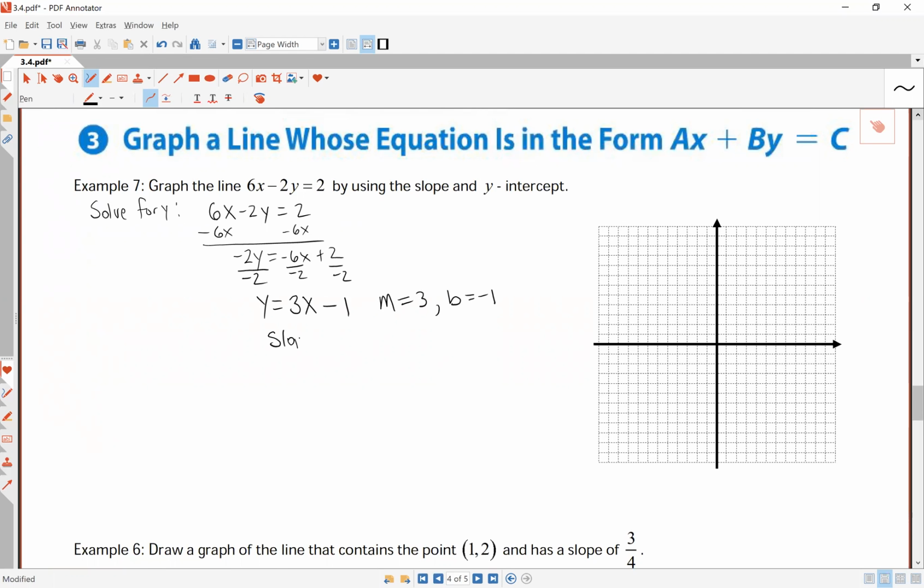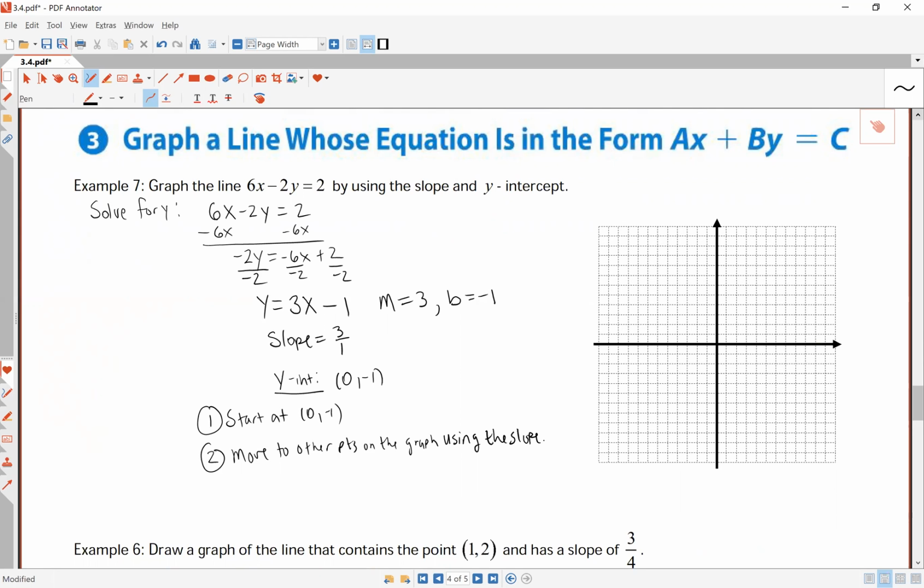So our slope is 3, or 3 over 1, and our y-intercept is 0, -1. So we're going to start at the point 0, -1, and then we're going to move to other points on the graph using the slope. So we start at 0, -1, and then we use our slope of 3 over 1.